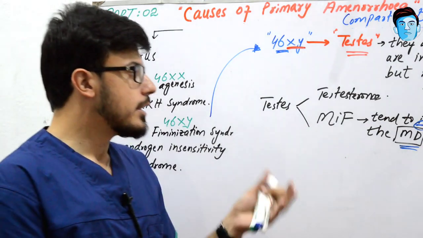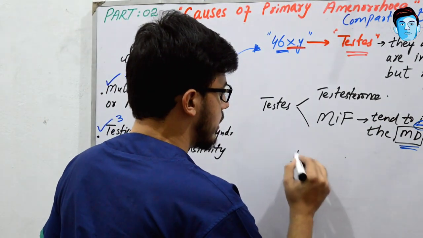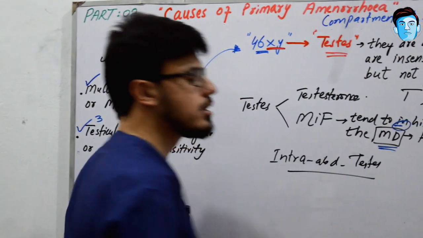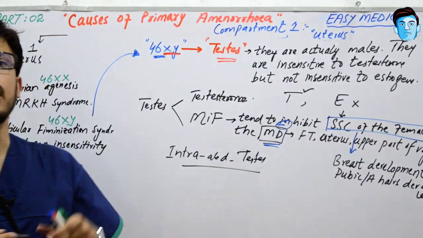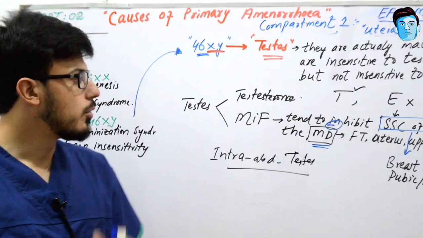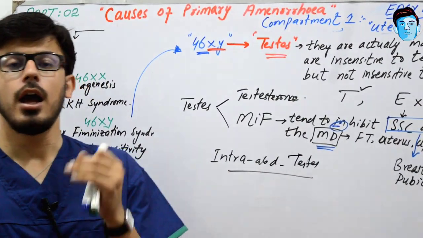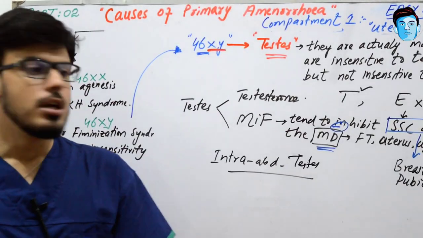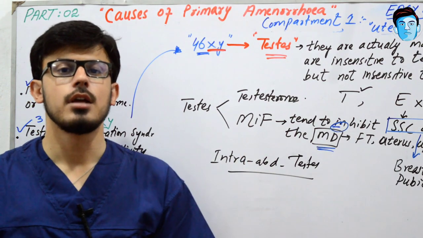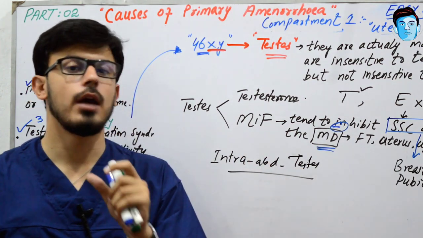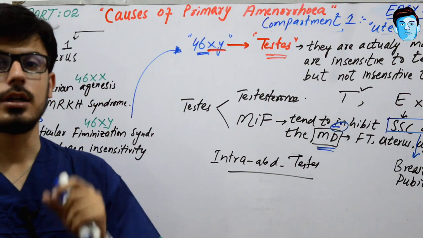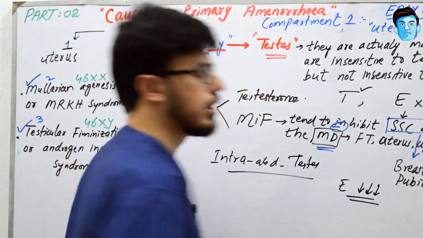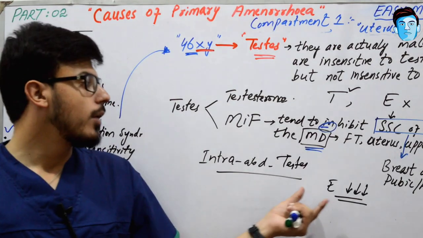Now, as you noted, in this condition there are intra-abdominal testes. If there are intra-abdominal testes, it is obvious there is a greater risk of malignancy. So it is important that we remove the testes. And we are already familiar that the testes are a source of estrogen. So if you remove the testes, the estrogen level will decrease in this condition.